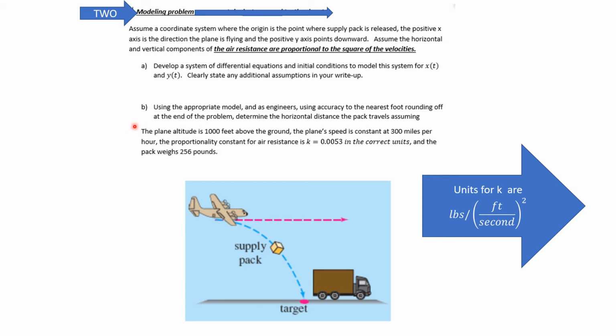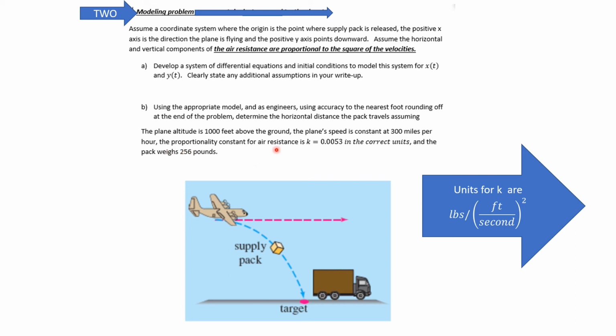And then part B, using the appropriate model that you did develop in part A, and as engineers using accuracy to the nearest foot at the end of the problem, determine the horizontal distance the pack travels. The plane altitude is 1,000 feet above the ground. The plane's speed is constant at 300 miles per hour.